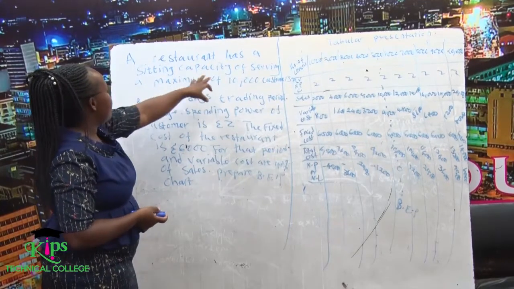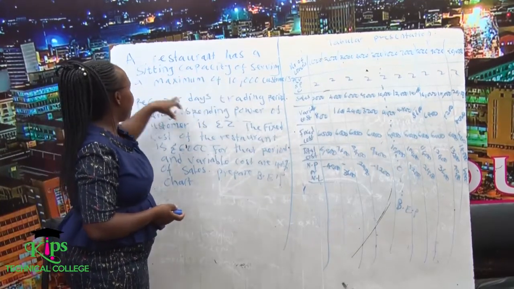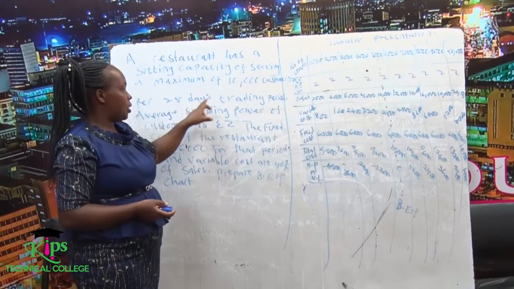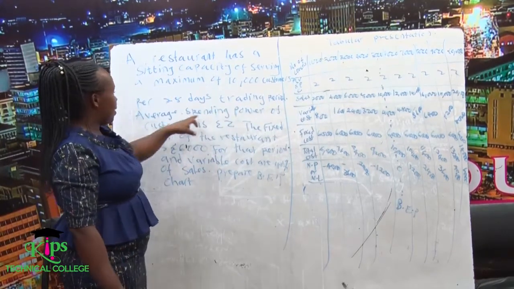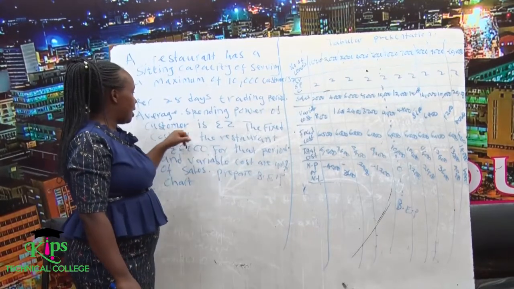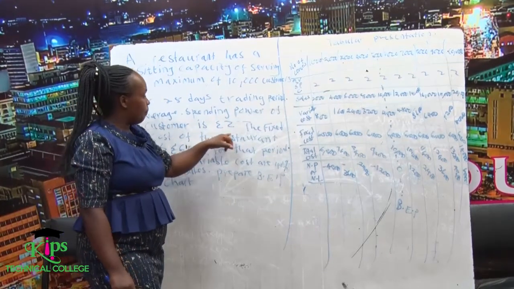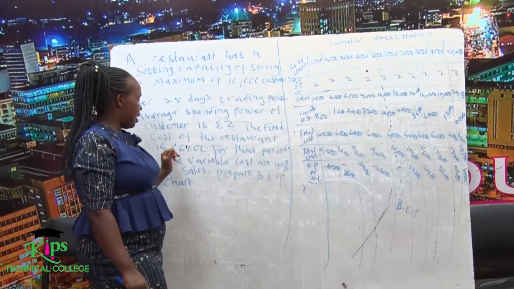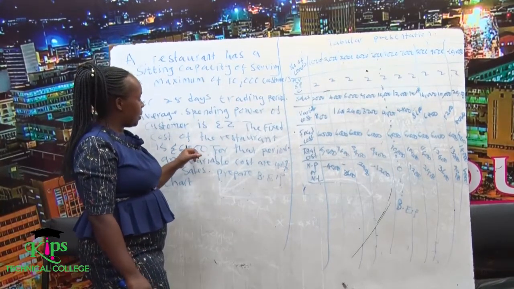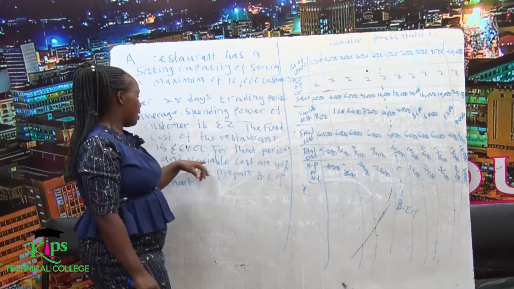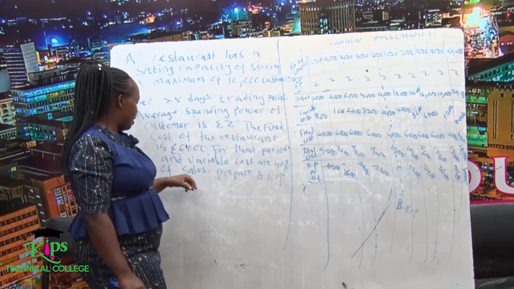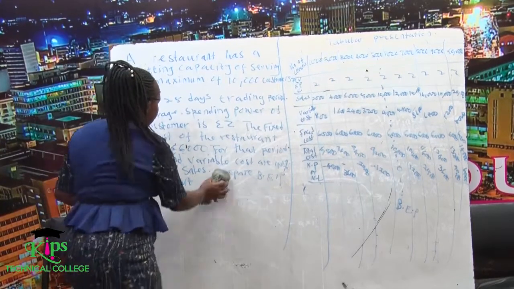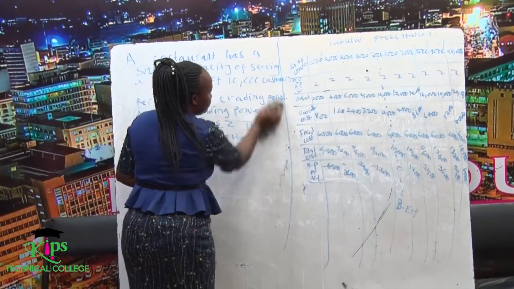A restaurant has a seating capacity of serving a maximum of 10,000 customers per 28 days trading period. Average spending power per customer is 2 dollars. The fixed cost of the restaurant is $6,000 for that period, and variable costs are 40% of sales. Prepare a break-even point chart. Now that is the question.